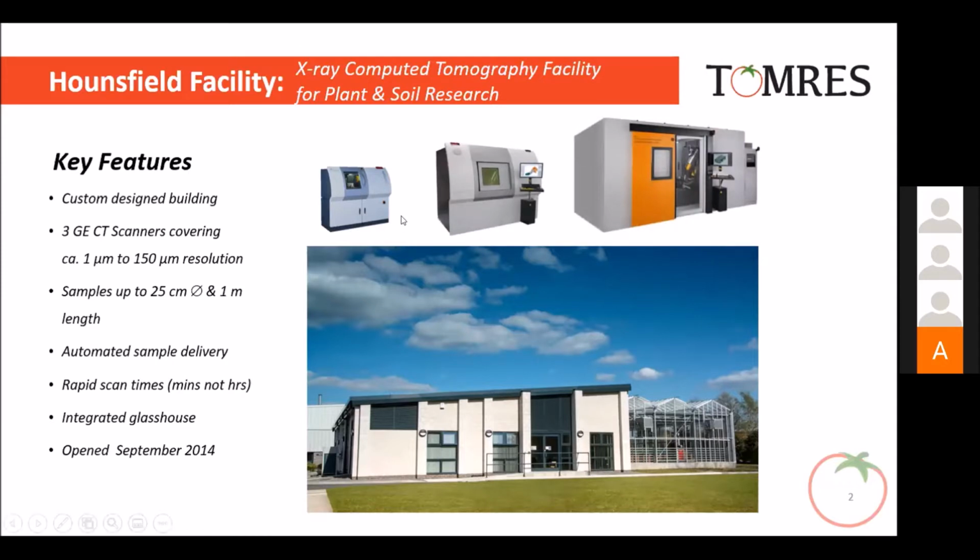We've got a small scanner for looking at soil aggregate scale interactions. The medium scale scanner is the one that we use in TOMRES, and we've also got a large scale CT scanner for more field relevant applications, where we grow the plants in the greenhouse in large 20 centimetre diameter pots that are about 1 metre in length, and we've got an automated robotic sample delivery system where they're delivered into the scanner, completely automated.